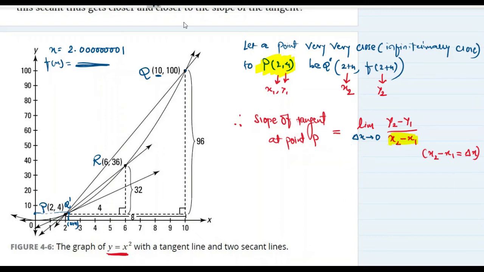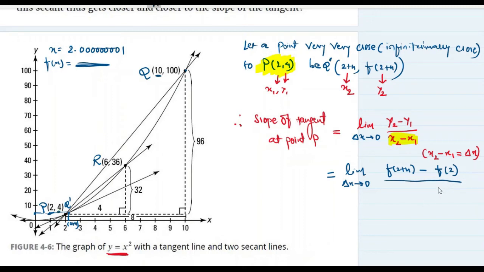And let's find it out. So therefore, the limit when delta x tends to 0 of y2 minus y1. Now what is y2 minus y1? y2 minus y1 is f of 2 plus h minus f of 2. I'm writing in terms of f of 2. Now f of 2 plus h is y2. And what is f of 2? It is 4. But it is also f of 2, because if you put the value of x as 2 in the function y is equal to x square, you get 4.